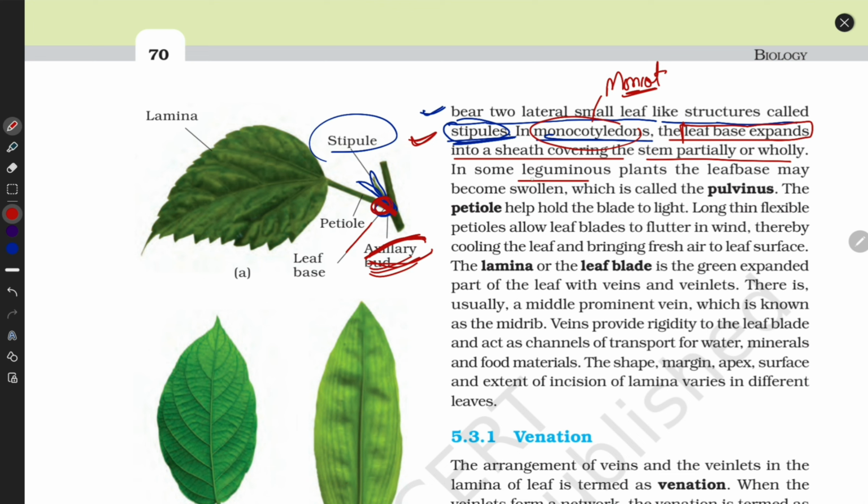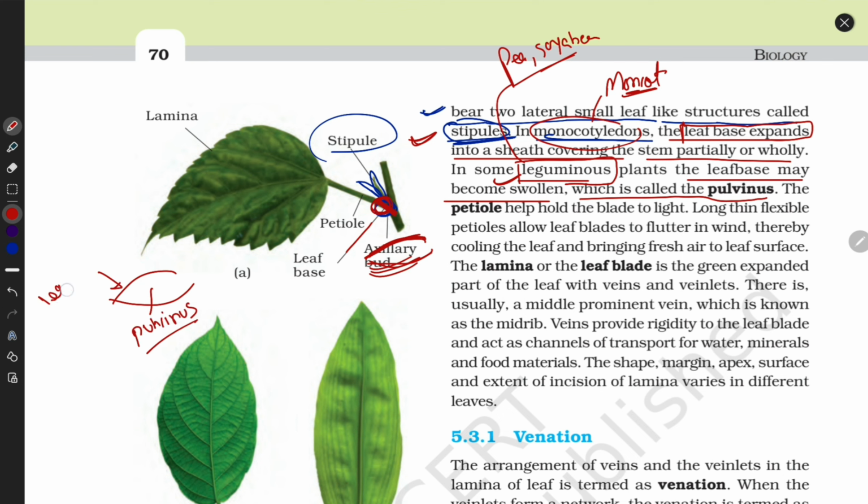In some legumes, guys, some examples like pea, like soya bean, these are legume plants. In some legume plants, the leaf base may become swollen, which is called a pulvinus. Legume plants also show their leaf base swollen. And this swollen part we call a pulvinus. In which? Legume. In monocotyledon, leaf base is expanded.